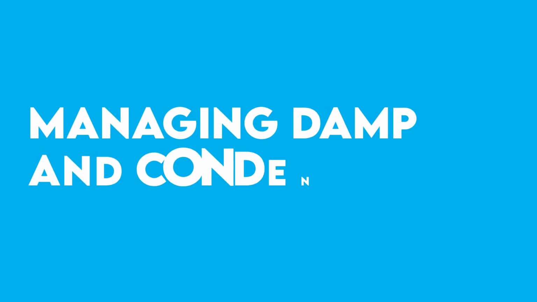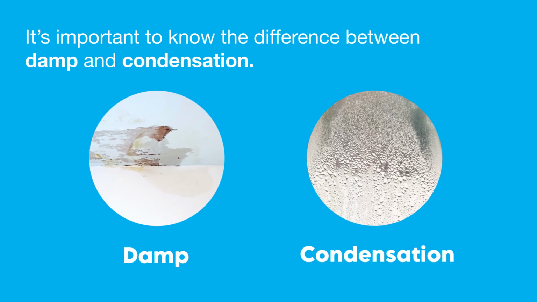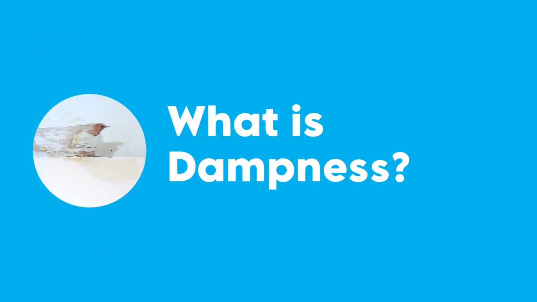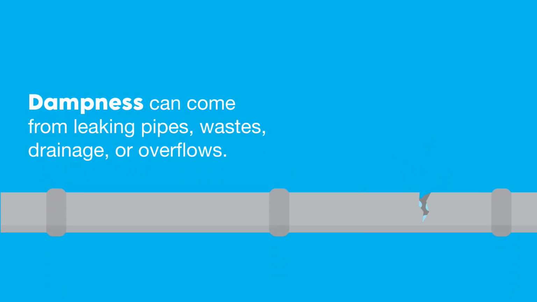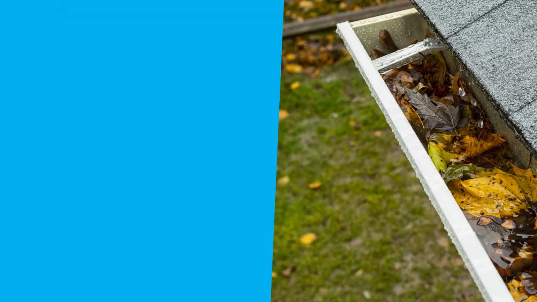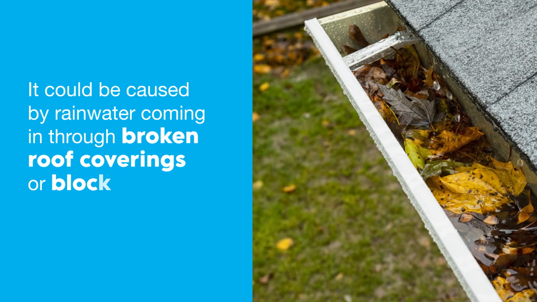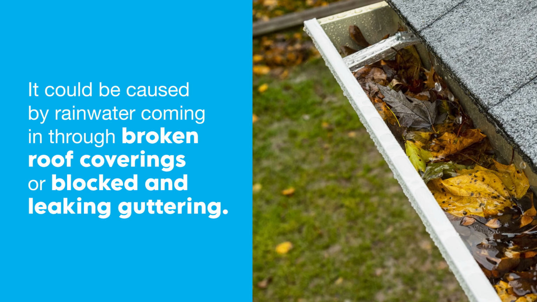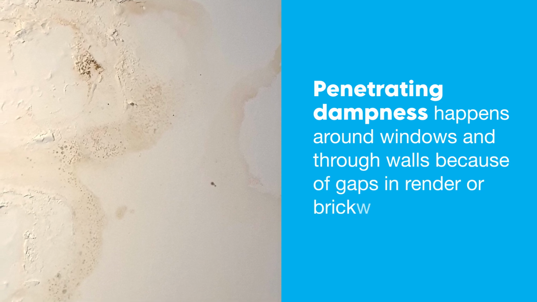Managing damp and condensation. It's important to know the difference between damp and condensation. What is dampness? Dampness can come from leaking pipes, wastes, drainage or overflows. It can be caused by rainwater coming in through broken roof coverings or blocked and leaking guttering. Penetrating dampness happens around windows and through walls because of gaps in render or brickwork.